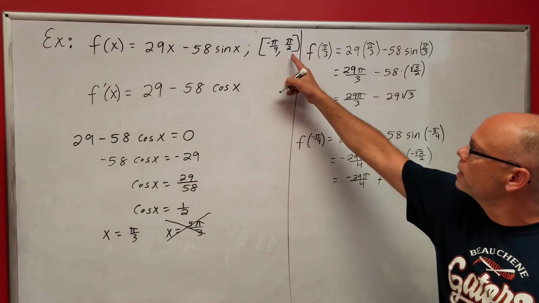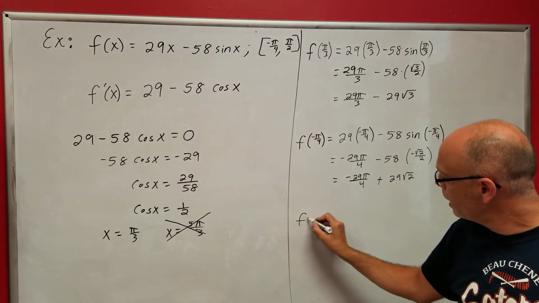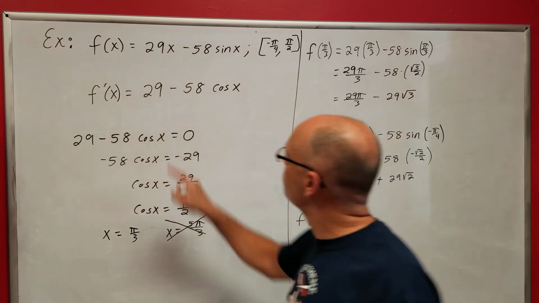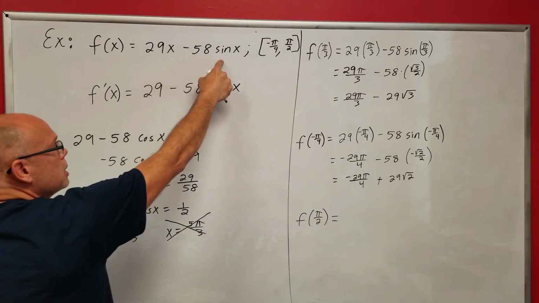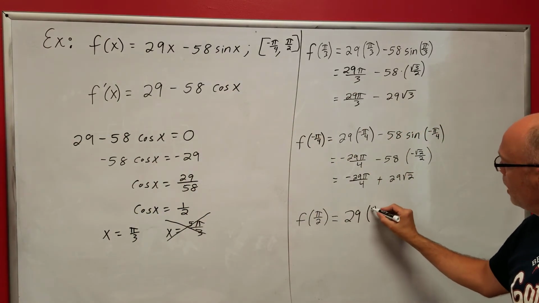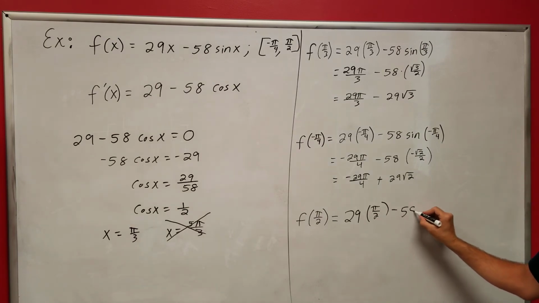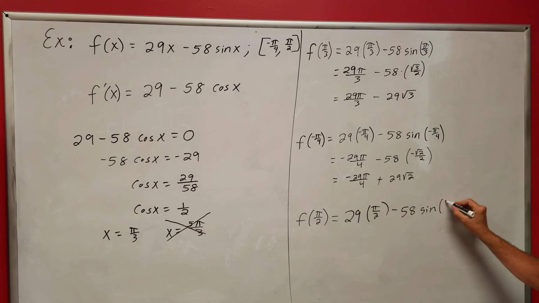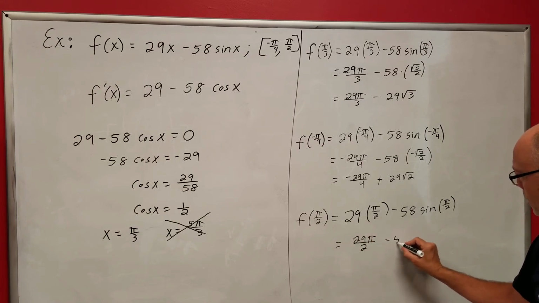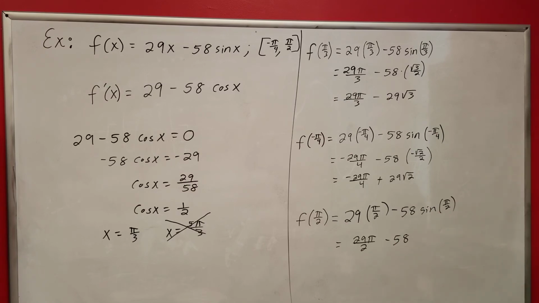Now let's evaluate f at this other endpoint, f evaluated at pi over 2. That would be 29 times pi over 2 minus 58 times the sine of pi over 2. So that gives me 29 pi over 2 minus 58. And what is the sine at pi over 2? That's just 1, right? Well, 1 times 58 will give me still 58.